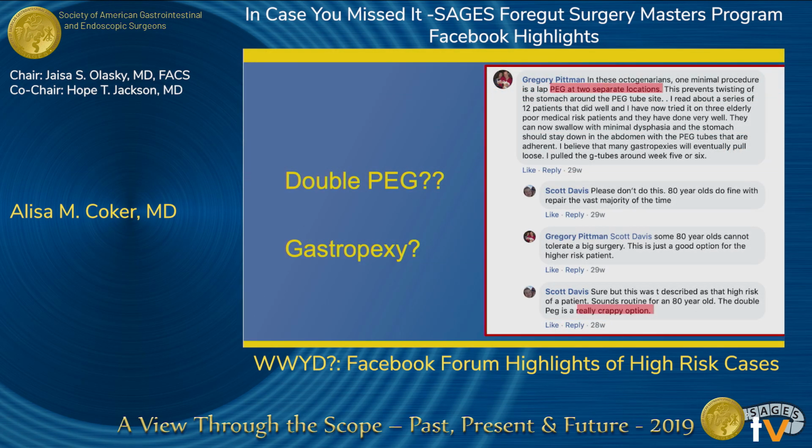What did our online community think? Some suggested gastropexy as a reasonable option in high-risk patients. Dr. Pittman felt that those break loose too often and suggested high-risk patients should be offered a double peg technique. Some were adamantly opposed to this, feeling it was morbid, and most patients tolerate a formal repair.